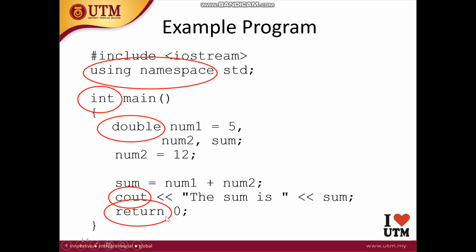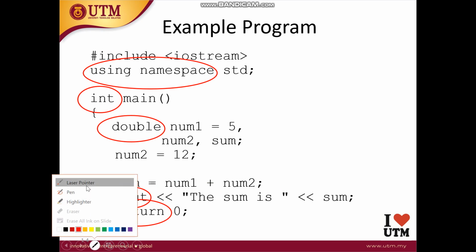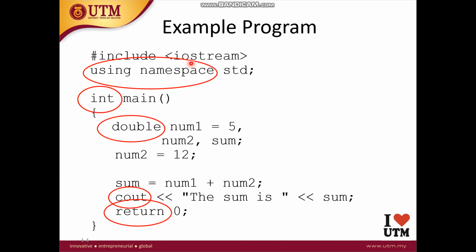Here we have an example, and this is a simple program written in C++. We've got using namespace, int, double, cout, return. Those things are called reserved words or keywords. They are provided by C++ itself. You can't use them for other purposes. They have special meaning. When we are saying using namespace, int, double, cout, return and those kind of things, they have their own meaning.